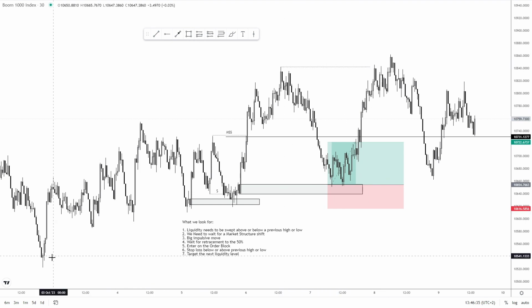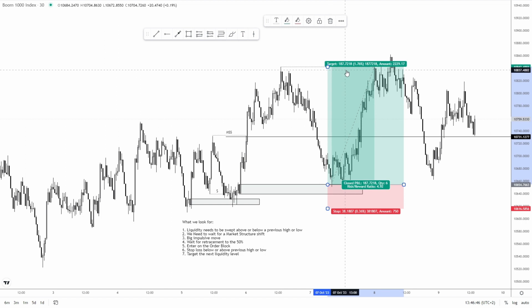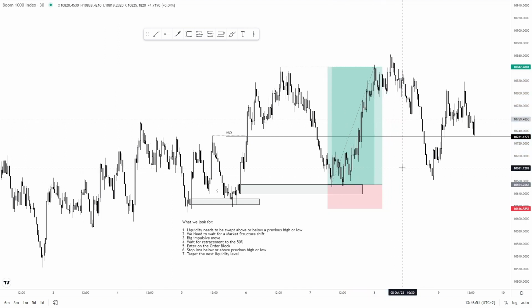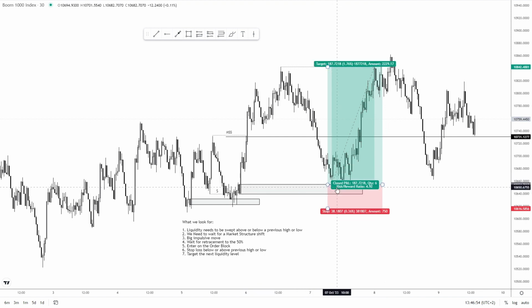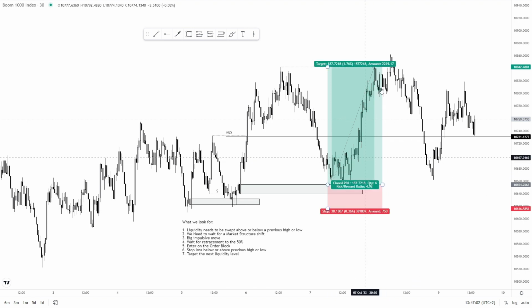So remember, the next liquidity is going to be on this high. So when I drag it out, let's target it. 4.92 risk to reward trade. Perfect. As you can see, it literally tapped the OB, retraced away, came back, and went.